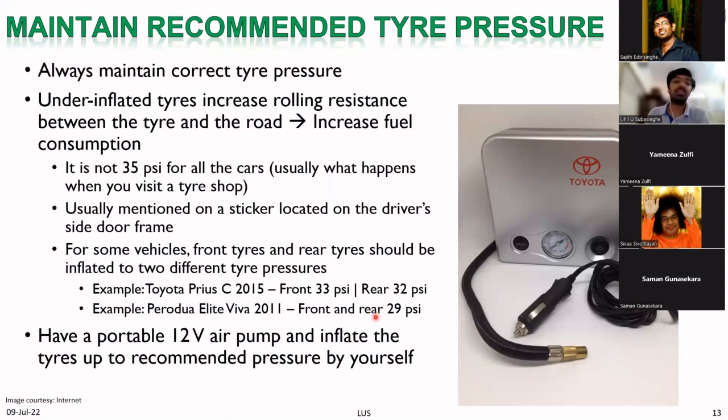So that is not recommended, by the way. So either you tell the maintenance people to pump the correct amount, letting them know that the front two wheels are 33 and the rear two wheels 32. Otherwise, have a portable 12 volt air pump inside the vehicle, because in case of air leakage, this will be quite helpful, and it will help you maintain the tire pressure within the recommended level by yourself. You do not have to go to a tire shop. So remember that. That is also very important.